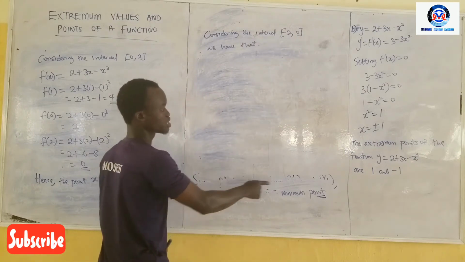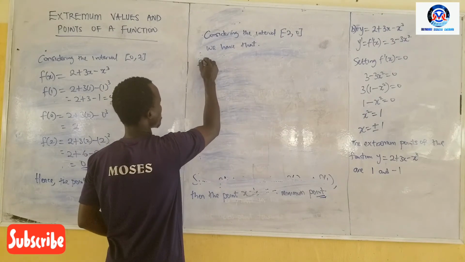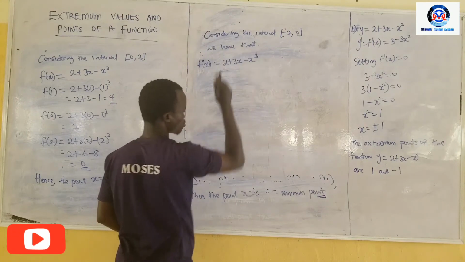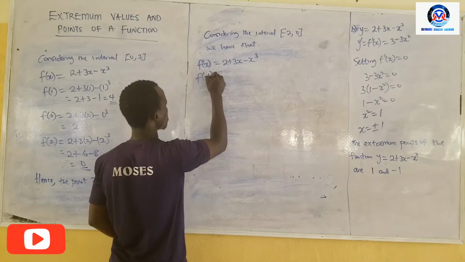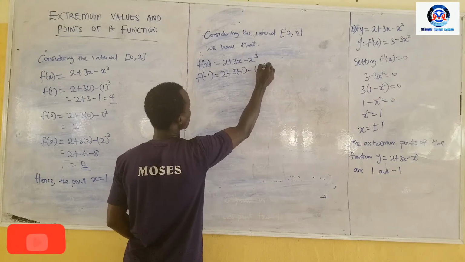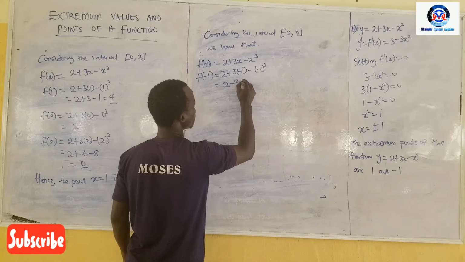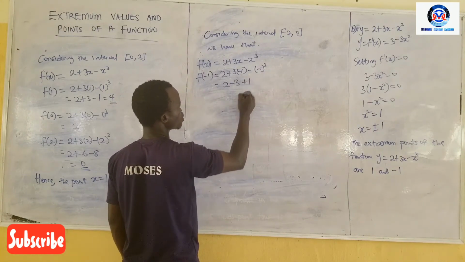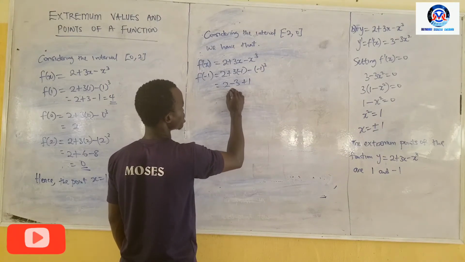So now we have to evaluate the function at the point x equals minus 1. So now the f of x given to us is simply 2 plus 3x minus x cubed. So now f of minus 1 will be 2 plus 3 into bracket minus 1 minus minus 1 cubed. And this is 2 minus 3. Minus 1 raised to power 3 is minus 1, and minus times minus will be plus. So 2 plus 1 is 3, and 3 minus 3 is 0.